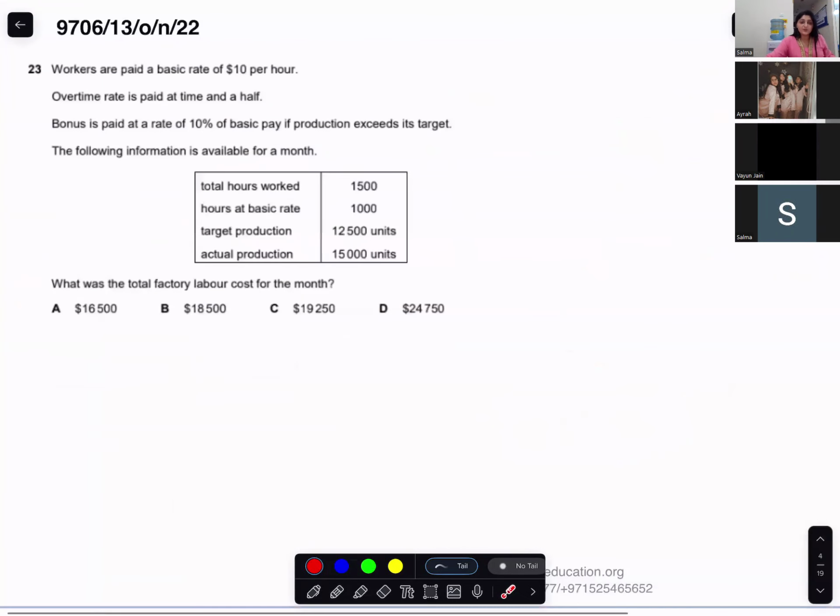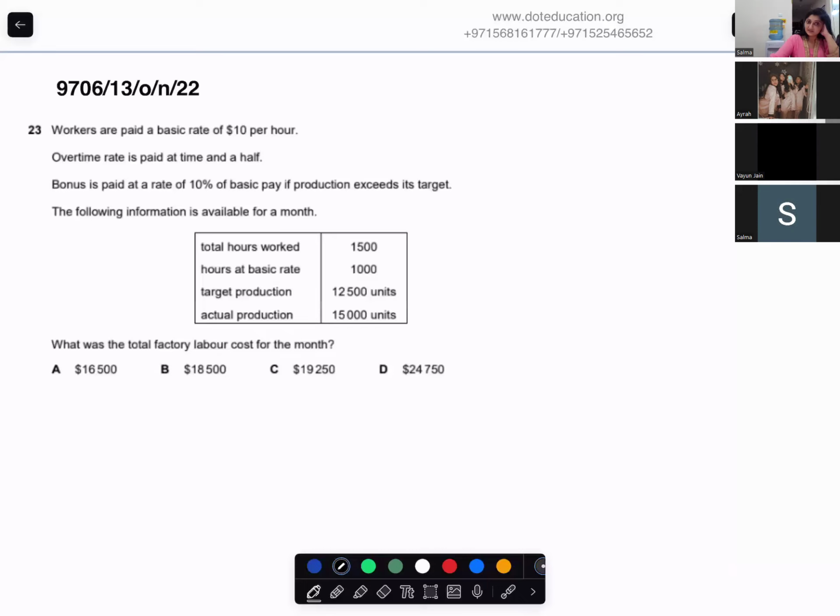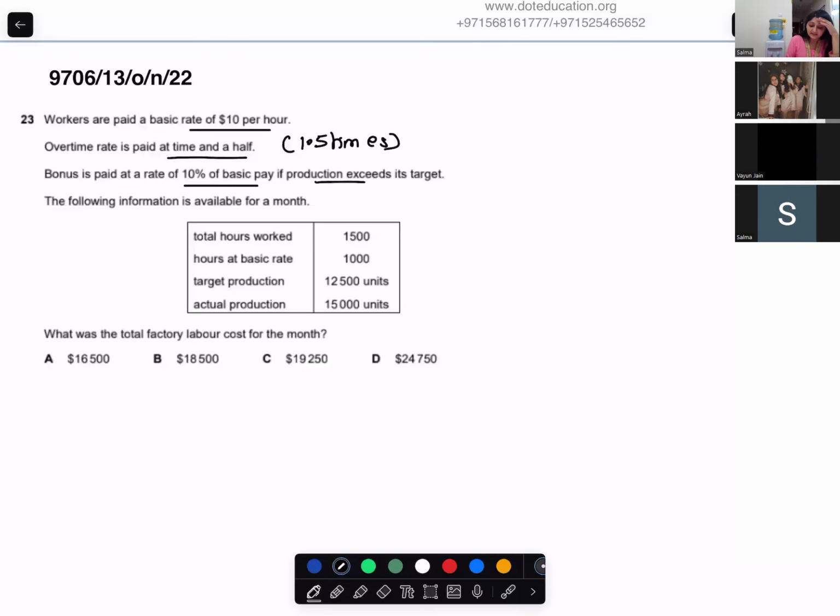I want you to try the next one. Come on, let's do. Workers are paid a basic rate of $10 per hour. Overtime is paid time and a half. That means it is paid 1.5 times. Bonus is paid at a rate of 10% of basic pay. And you will pay bonus only if your production exceeds the target. Are you with me? Yeah.